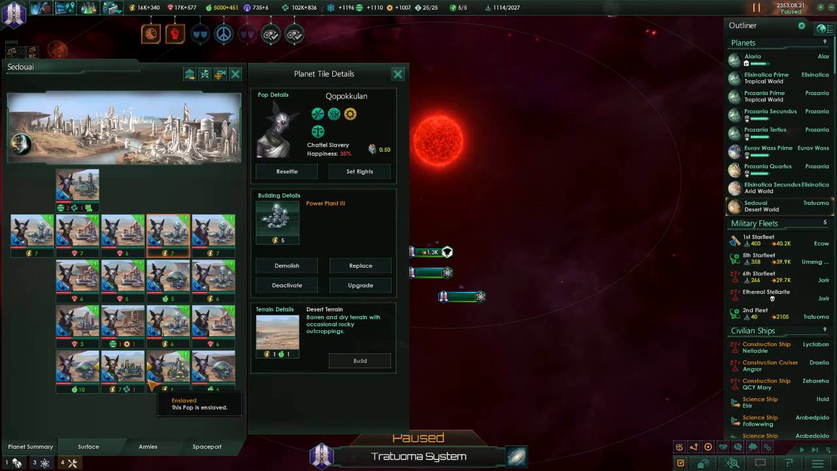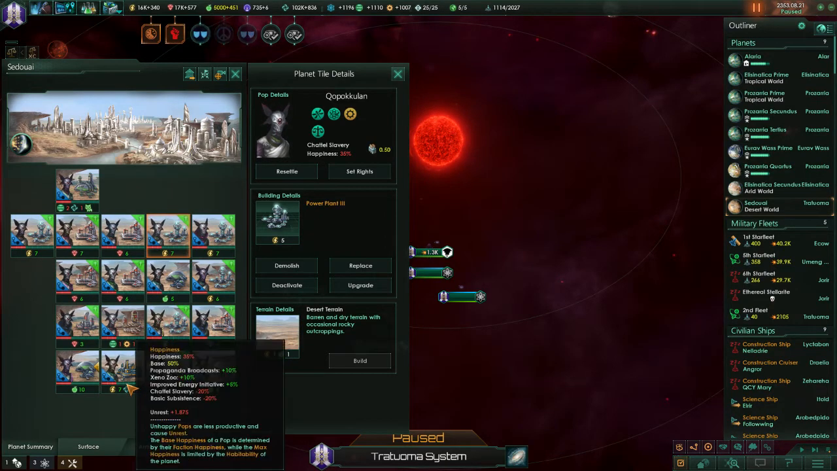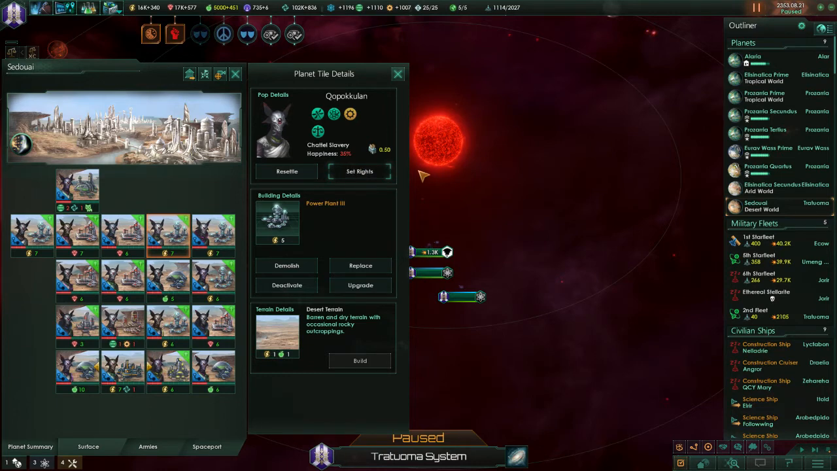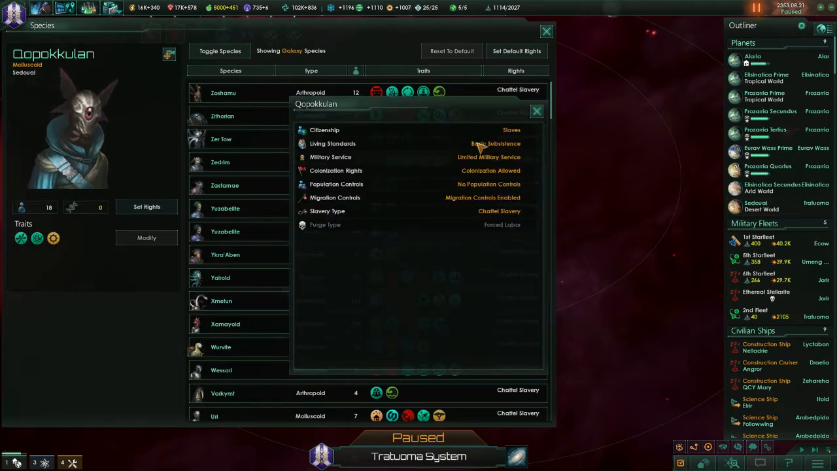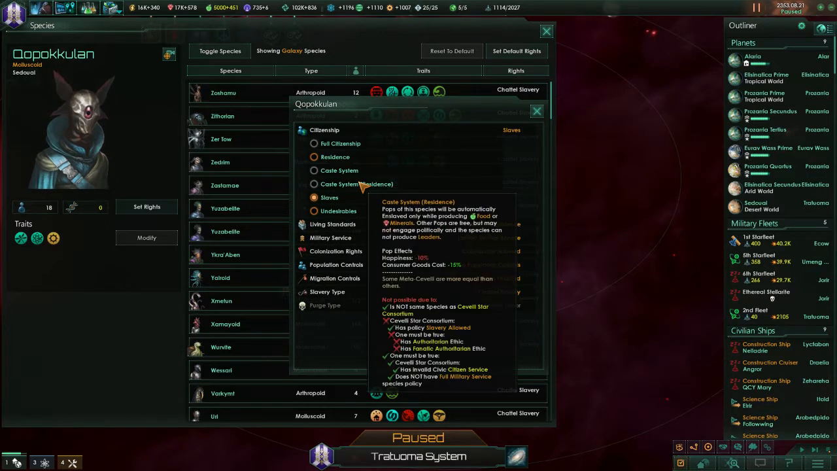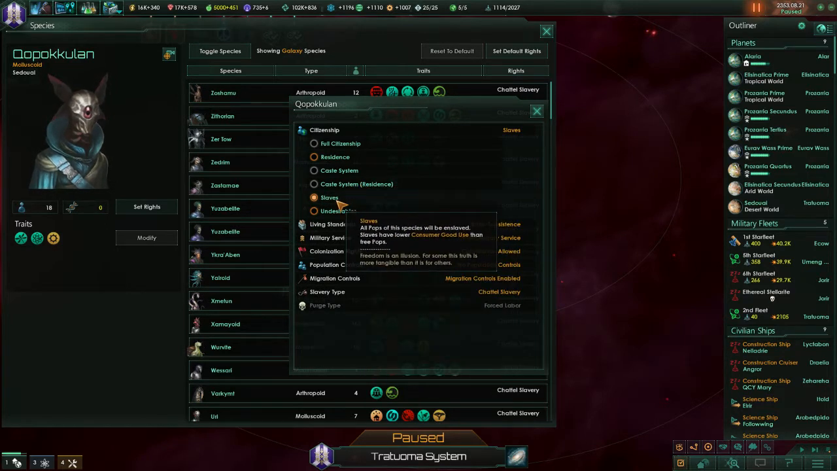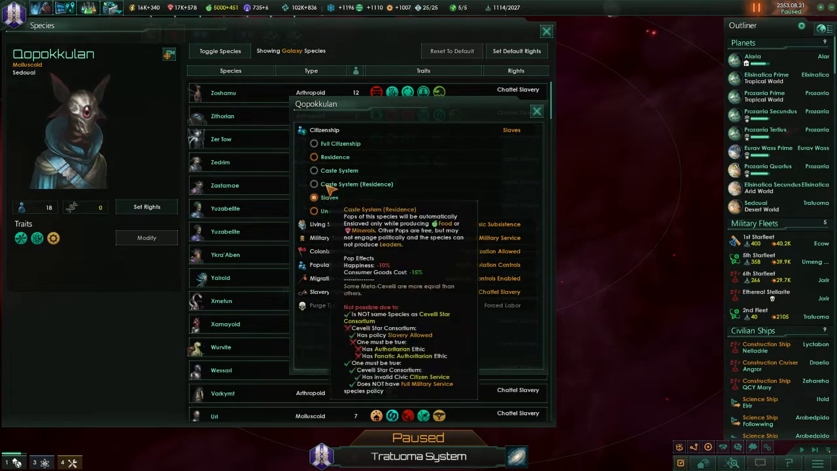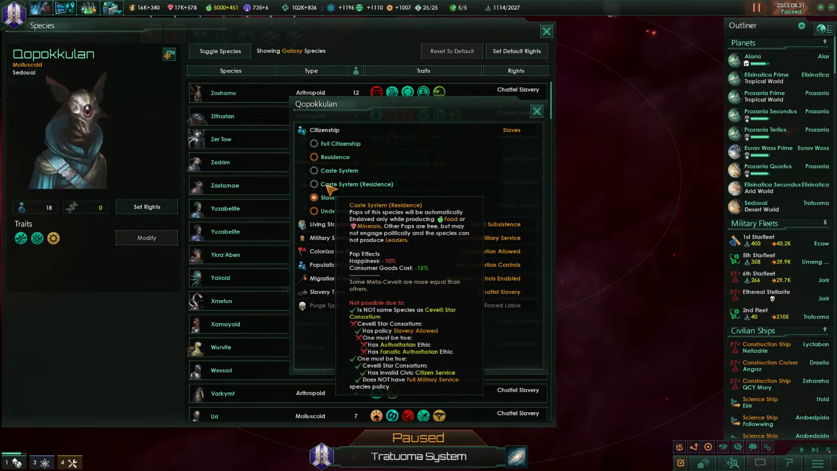Their happiness on the planet is also affected by their slavery, and I could set their rights and change it, or I could resettle them and banish them or something like that. But let's just take a look at some of the setting rights here. So right now their citizenship is slaves. I could change it up to caste system. Slaves have minus modifiers, and they produce a lot of negative stuff. I don't have a caste system because they're not the same species, and it has to be an authoritarian way to do it. So I don't think, see, it's grayed out.